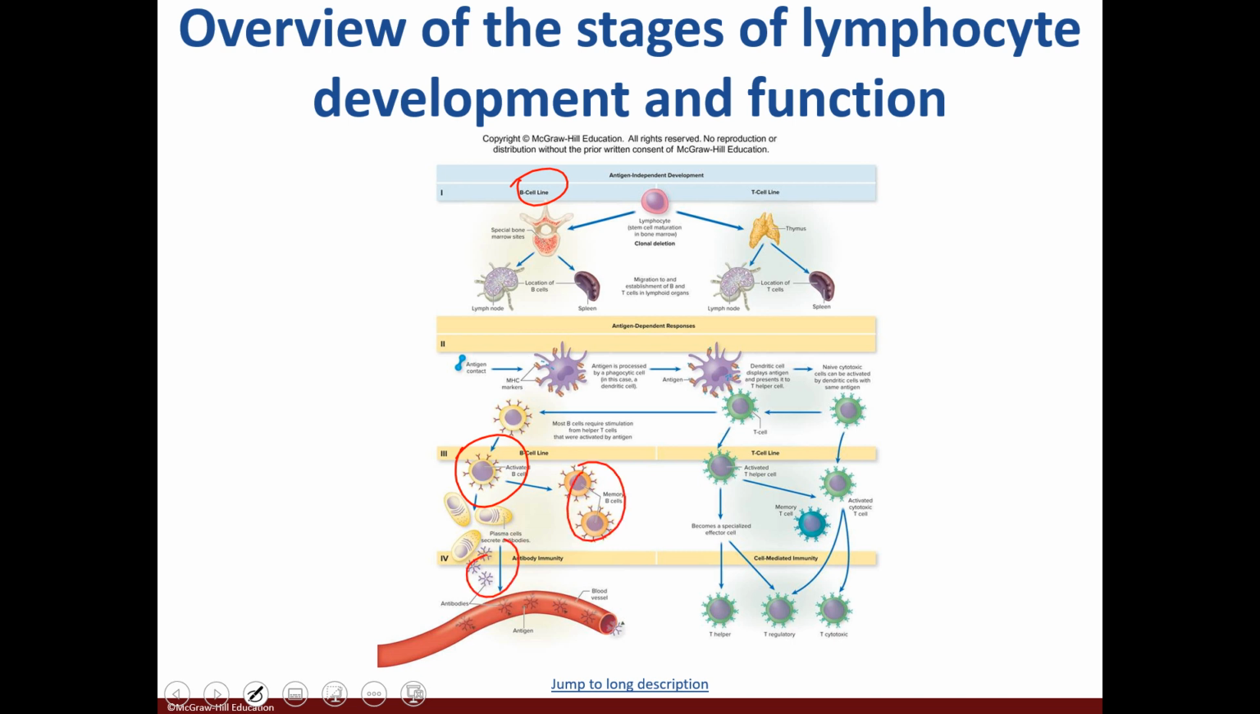On the T cell line, we see maturation in the thymus and then a seeding of secondary lymphoid organs. Then we see the antigen presentation and the activation of the T cell. The T cell then differentiates into various subsets of T cells as well as memory cells.